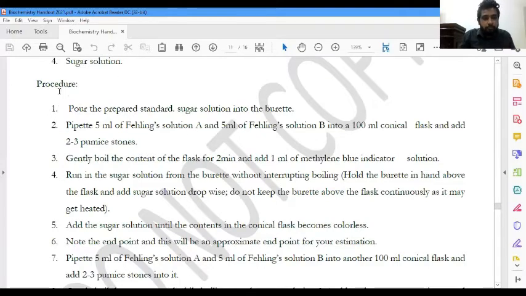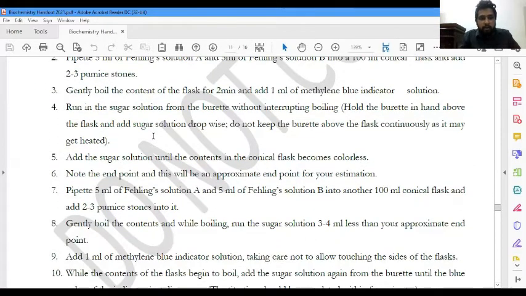So you have to take the prepared standard sugar solution or the sample we are provided with, and pipette 5 milliliters of Fehling solution A and 5 milliliters of Fehling solution B into a 100 milliliter conical flask, and add 2 to 3 pumice stones. And you have to gently boil the content of the flask for 2 minutes, and add 1 milliliter of methylene blue indicator solution. Run the sugar solution from the burette without interrupting boiling.